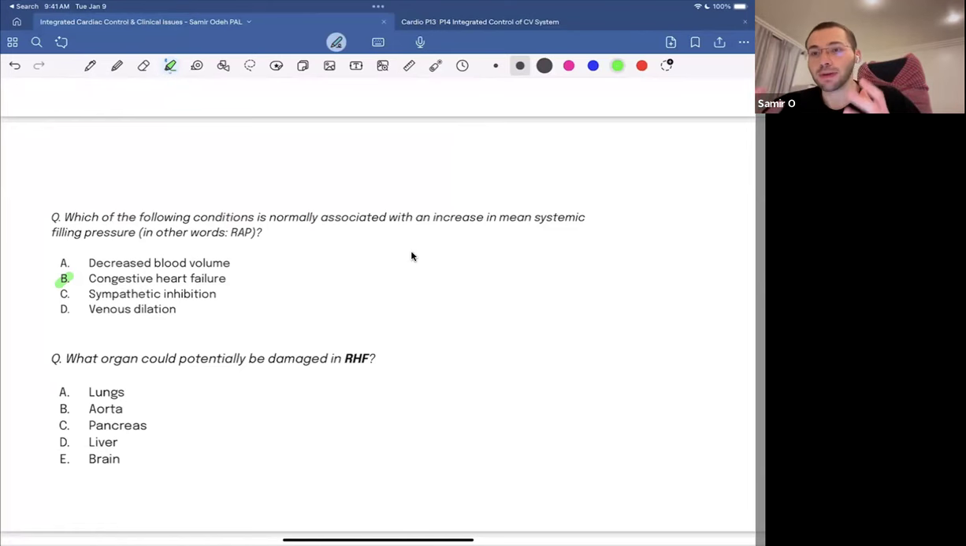And that damage is typically seen as a very, very congested liver. It's going to cause something called nutmeg liver. And this will almost kill the liver essentially because the liver can't do what it was supposed to do, which is deal with metabolism instead of dealing with a bunch of extra blood. So yes, the answer for this one is indeed D, which is the liver.